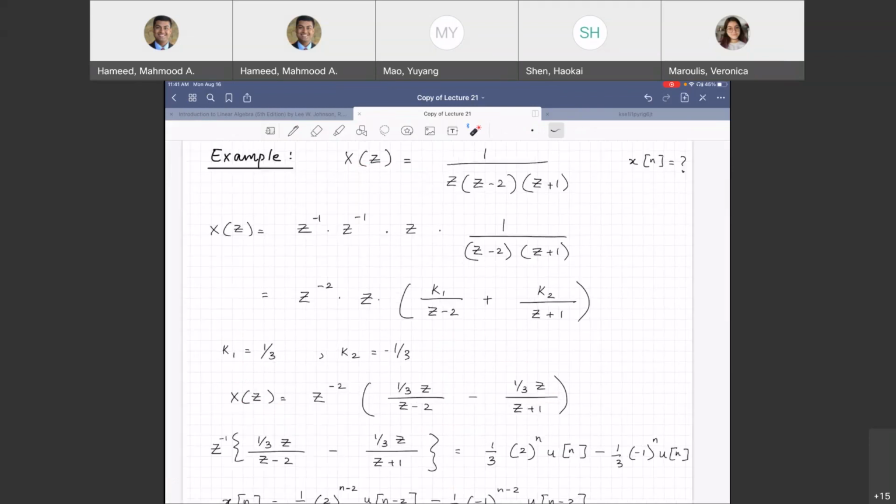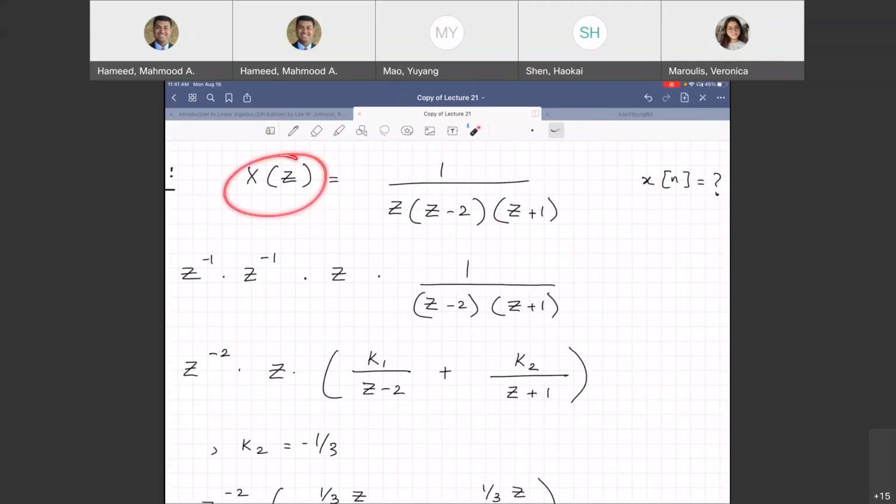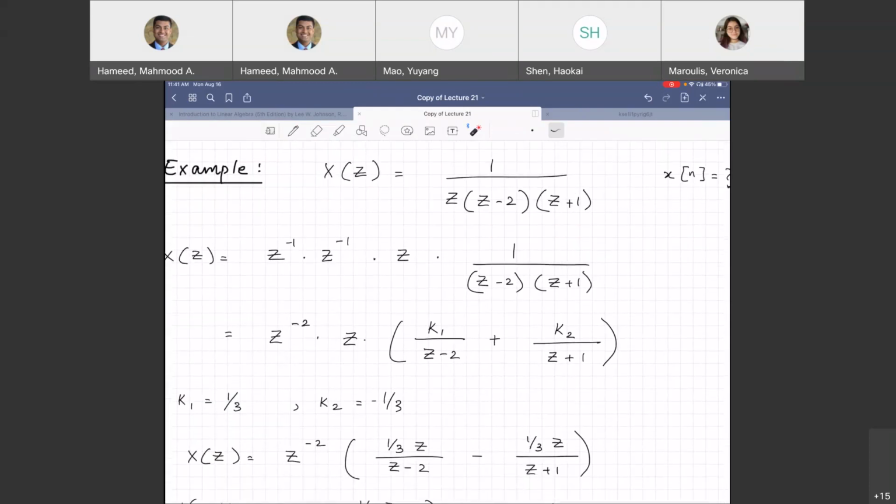You see, at the beginning here, X of z is given. We need to find x of n, but there is no z in the numerator here. So what will we do? We will try to force it. This z, I can bring it over here. Why am I doing that? Why am I bringing a z as a product in the numerator? Because I know that that is direct application of the time shift property. I can have z to the negative 1 in the numerator and directly apply the time shift property at the end.